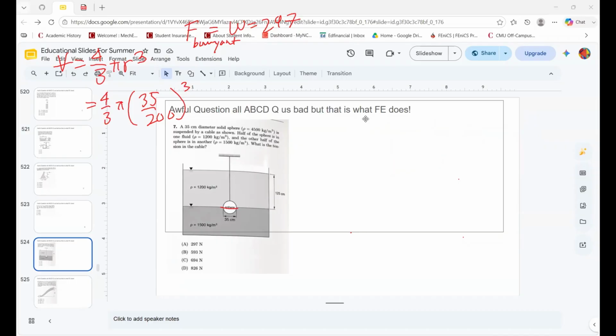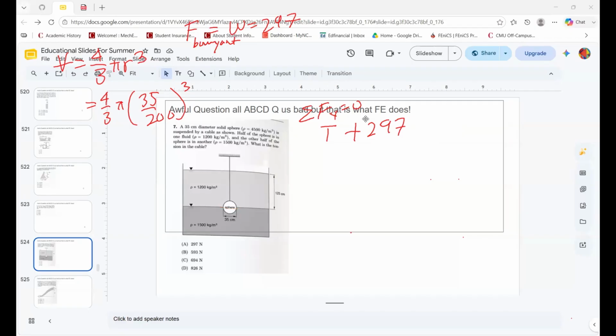Now what we have to do is kind of the hard part. We have to find the cable tension T. What does that equal? We have to do the summation of forces in y equals 0. So we know over here that there's going to be a buoyant force, which is going to be minus 297. And then we're going to do plus... no, sorry, this is going to be plus buoyant force. The buoyant force is always positive. It's going up.